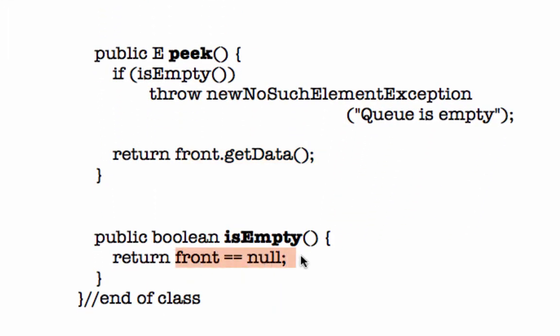I'm going to check that front is null. So if the front is null, then I guarantee that my list, or my queue in this case, is empty. So this concludes the discussion of the implementation using a linked list.